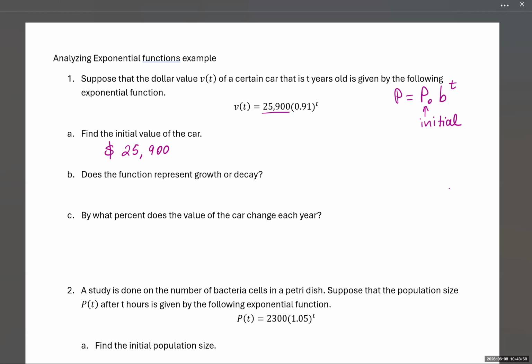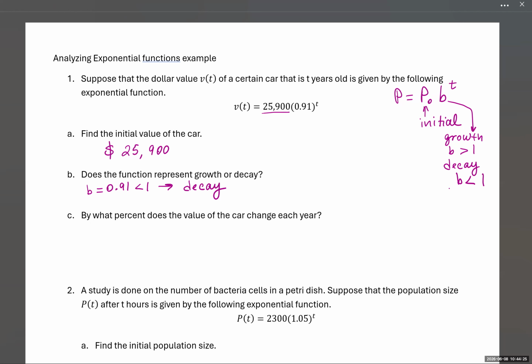Does this function represent growth or decay? That is determined by the b value. This value inside the parentheses determines whether it's growth or decay. Growth means that b is bigger than 1. For us, that's not true. Decay means that b is less than 1. That is our problem number 1. Our b is 0.91. That is less than 1, so this indicates a decay.